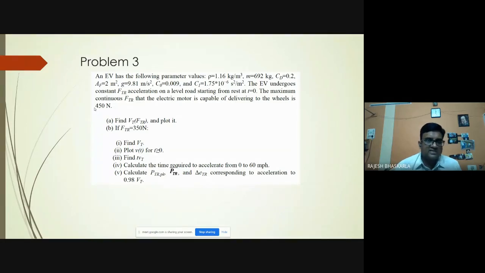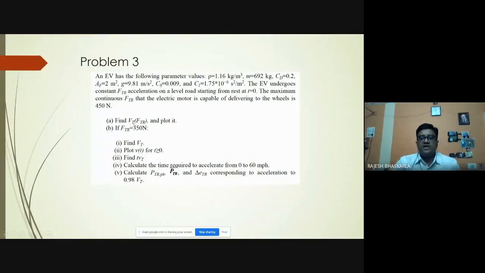Okay, then to answer this, if you complete the question, I'll go to the slide wherein I'll tell you what this maximum continuous FTR is. So maximum FTR is 450 newtons. Now he's asking us to calculate the VT of FTR. That means we have to plot it. With respect to FTR, what is the velocity that is changing in the vehicle?